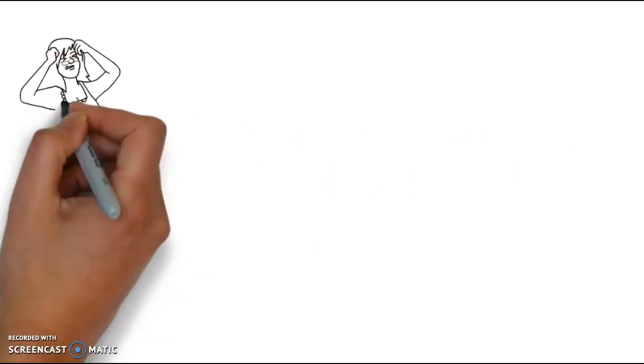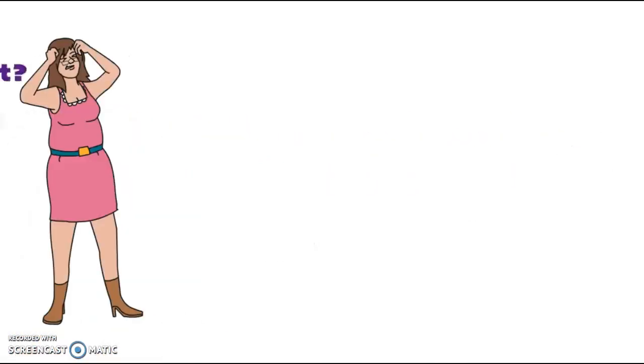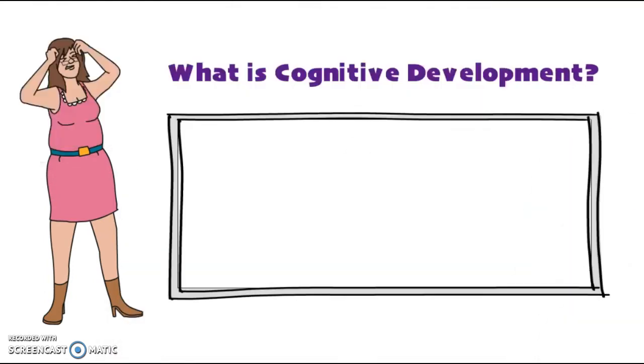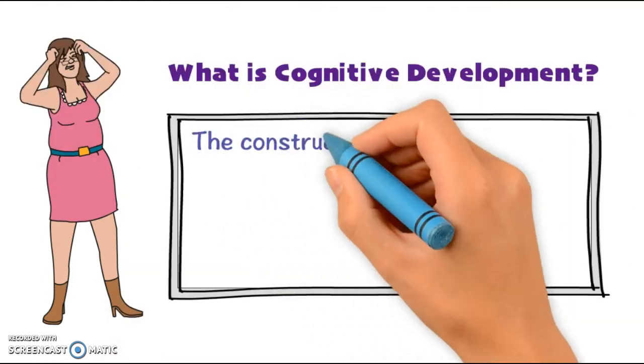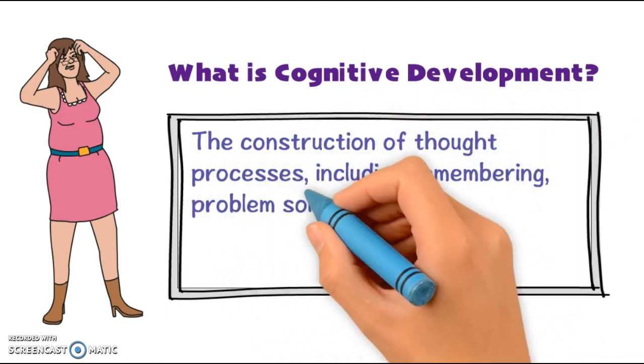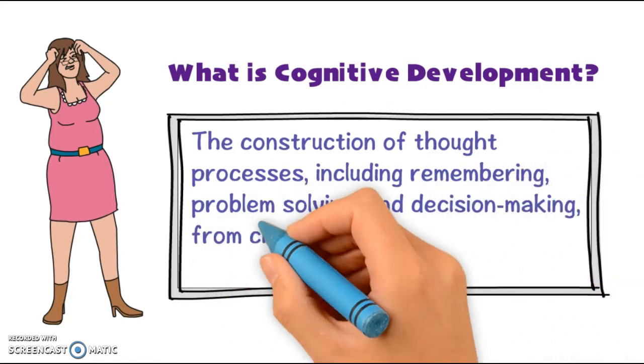At the very beginning, we need to have a clear vision of what cognitive development is. Cognitive development is the construction of thought processes, including remembering, problem solving, and decision making, from childhood through adolescence to adulthood.